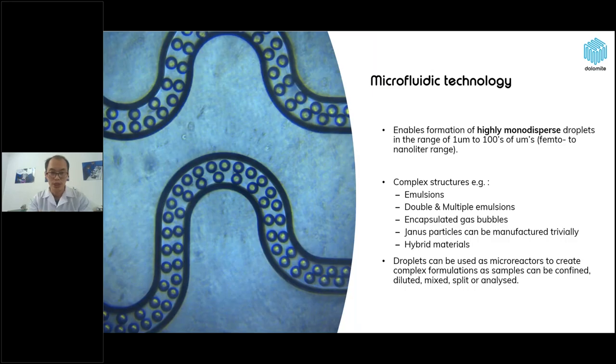As we already learned about microfluidic technology, it enables formation of highly monodispersed droplets in a range of micrometers to 100 micrometers to generate complex structures, for example, emulsions, double or multiple emulsions, or encapsulated gas bubbles, or more complex particles like xenon particles and hybrid materials. With microfluidic technologies, the droplet can also be used as a microreactor to create a complex formulation, as a sample can be confined, diluted, mixed, split, or analyzed.